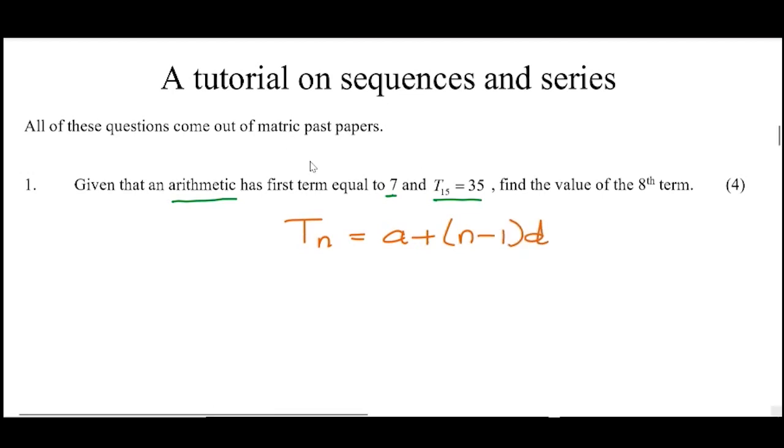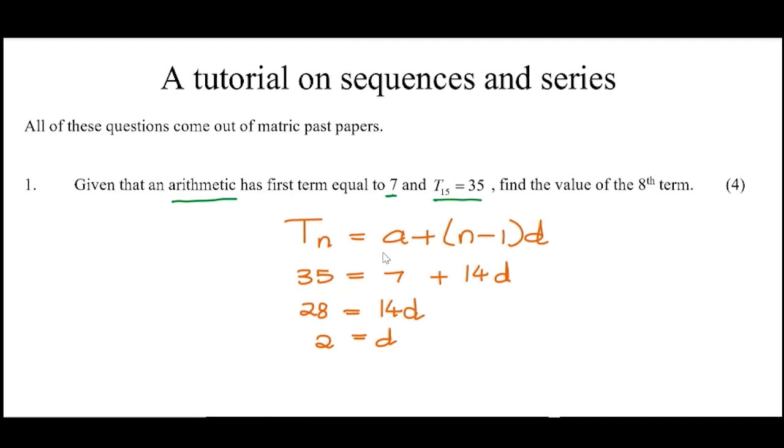Now, we know that the first term is 7. We also know that 35 is the 15th term. That means that 35 can go over here. A is 7. Remember that 35 is the 15th term, so n is 15, so this will in fact be 14 lots of d. There's only one variable left here, right? If we subtract 7 from both sides, we get 28, it's 14d, and so we actually get that d equals 2.